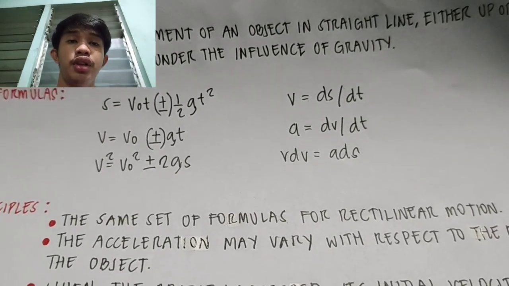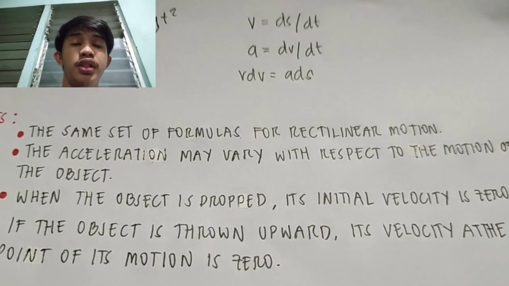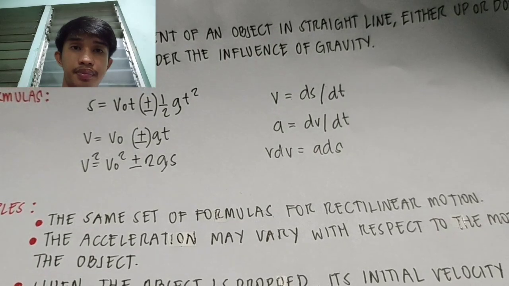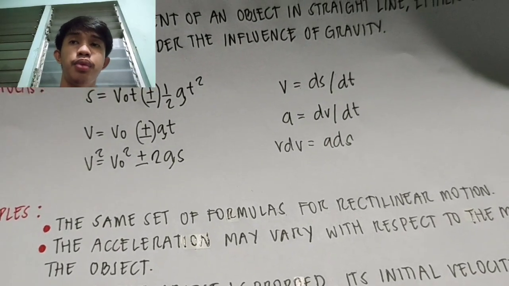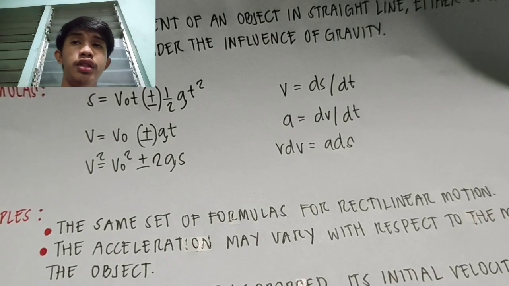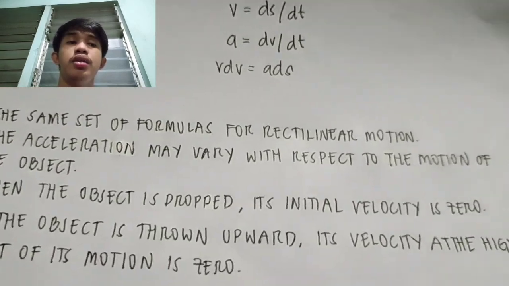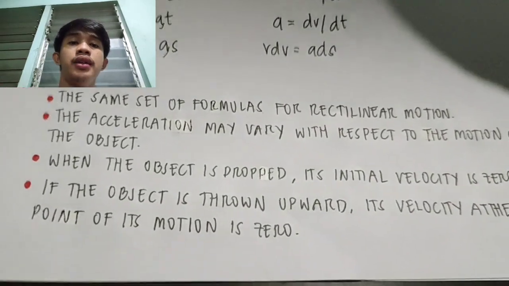That's why I emphasize the plus and minus in every equation. Next, when the object is dropped, its initial velocity is 0. So imagine dropping something. At its initial point where you hold it, there's no motion or no velocity. That's why it is 0. It's the same concept of free falling bodies.